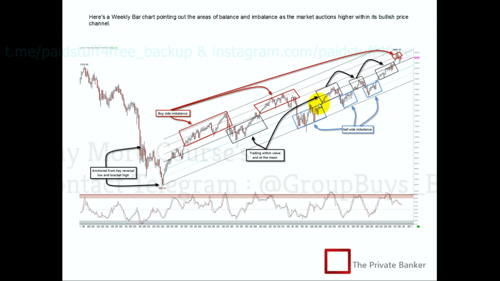But again, we can see these very clear buy side imbalances and sell side imbalances, and the opposing. If you were looking at a balance area or a bracket, we would see the same type of response. Response from sellers up here, response from buyers down here. Same concept.